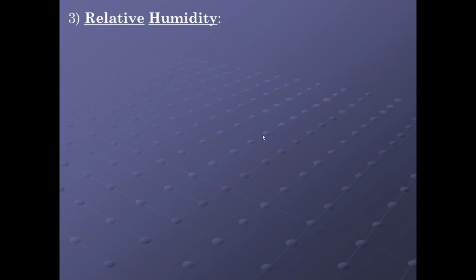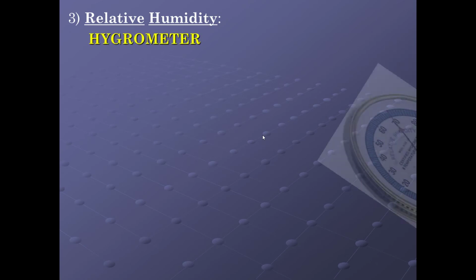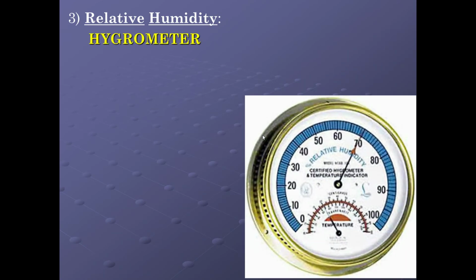Third variable, relative humidity. Now, by relative humidity, you could just say humidity also, and that'd be a different thing. Relative humidity is how full the air is of moisture compared to its capacity, or how much moisture is in the air compared to its capacity. So, is the air half full? Is the air 100% full of moisture? Can it not hold any more? Are you in a desert? Does the air have 10% of the possible water in it that you could have? To measure relative humidity, you use a hygrometer.